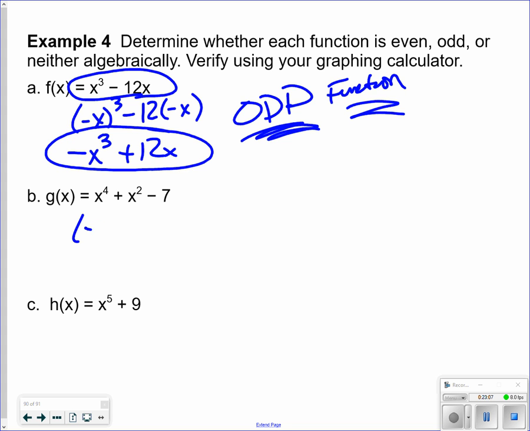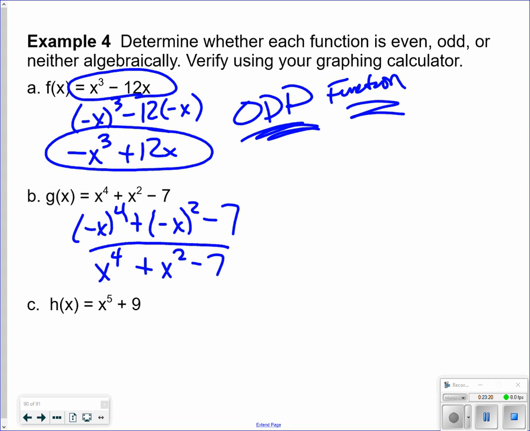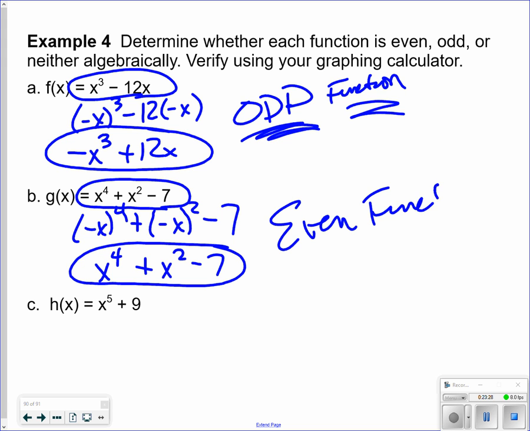So what happens if I put negative x in for all the x's? And so negative x to the fourth power is a positive x to the fourth. Negative x to the second power is positive x squared minus 7. So look at your new function and look at your old function. And if it's exactly the same, this is actually an even function.